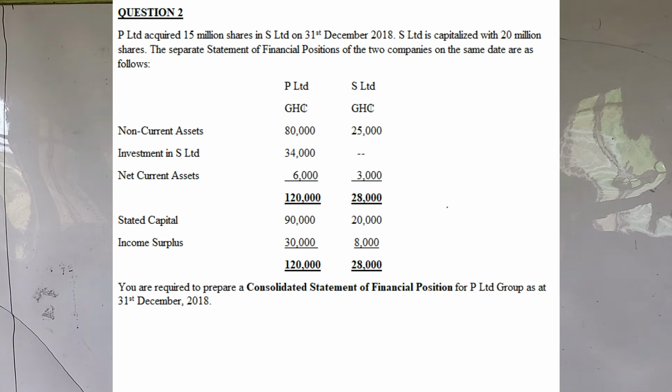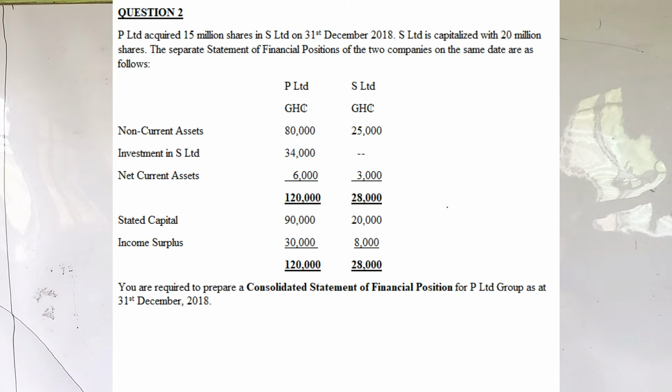So this is the same statement of financial position we used in the previous one. We have non-current assets of 80,000 for P Limited and 25,000 for S. In this case, P means parent, S means subsidiary, any way you want to take it. Then there is investment in S Limited, 34,000. Then we have the net current assets to be 6,000 for parent, 3,000 for subsidiary, giving us 120,000 and 28,000 Ghana cedis respectively. And then we have the stated capital, 90,000 and 20,000. And then also we have the income surplus balances to be 30,000 for the parent and 8,000 for the subsidiary.